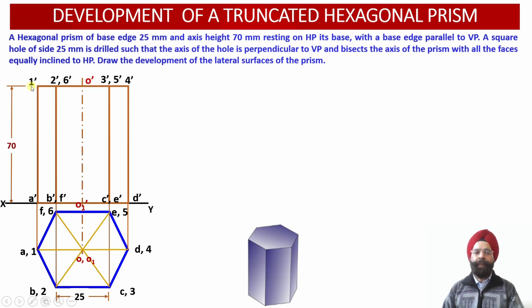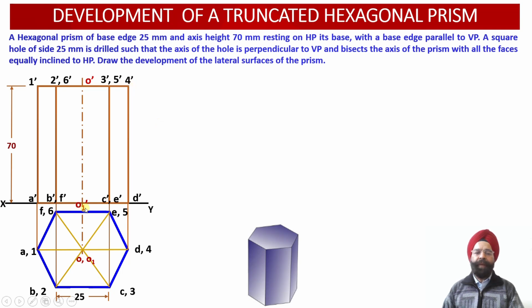These 6 points are 1 dash, 2 dash, 3 dash, 4 dash, 5 dash and 6 dash. Similarly, once we draw projectors through all the base points, that is A, B, C, D, E, F, the corresponding projections of these 6 base points on the XY reference line provide us with the front view projections A dash, B dash, C dash, D dash, E dash and F dash in the elevation view. Further, we have been able to obtain the axis point O dash corresponding to the top face of the hexagonal prism.